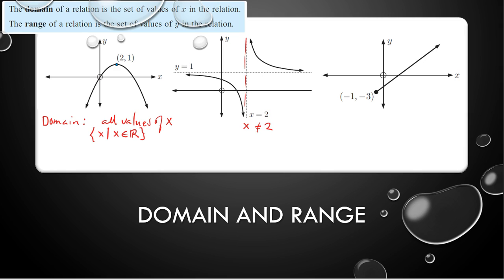Okay, the next one here, the domain here is, as you can see, from -1 to infinity. So we have the set of all x such that x is greater than or equal to -1, because this one is solid. If it's not solid, then it is not included. Okay, and then we have range.